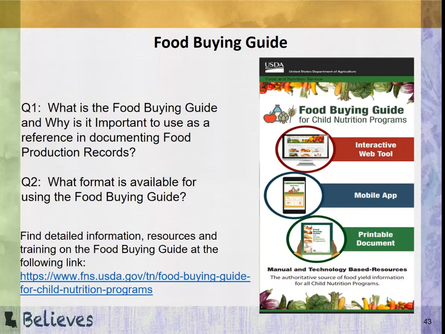Another question would be what format is available for using the food buying guide. The food buying guide is available as an interactive web-based tool, a mobile app, a downloadable PDF of the food buying guide manual, and it is also printable. I highly recommend that you print the food buying guide to use as a resource and include penciled in notes and sticky flags for those items that are commonly used. For detailed information and web-based training on the food buying guide, use the link provided to USDA's information portal included on this slide.